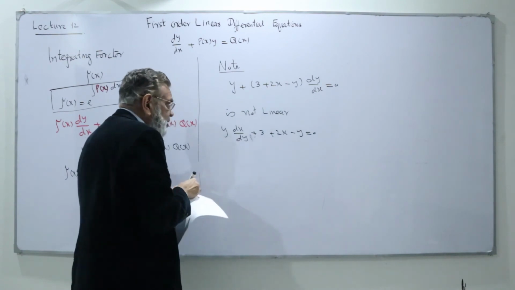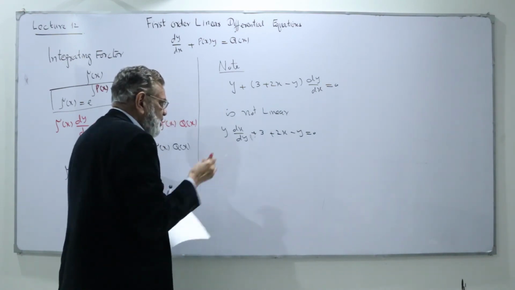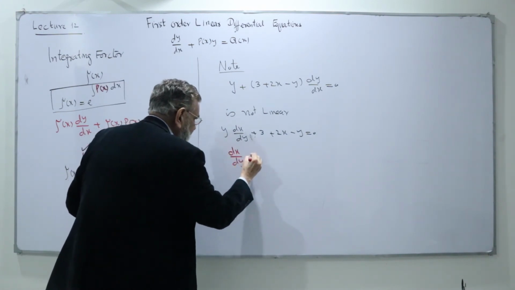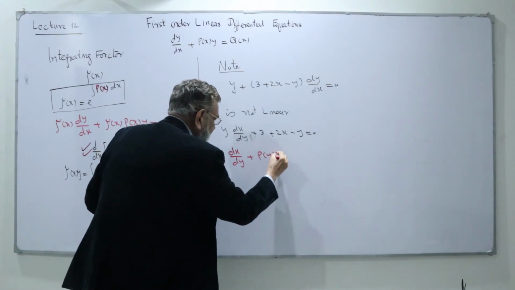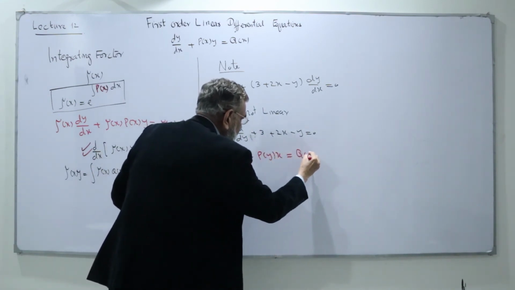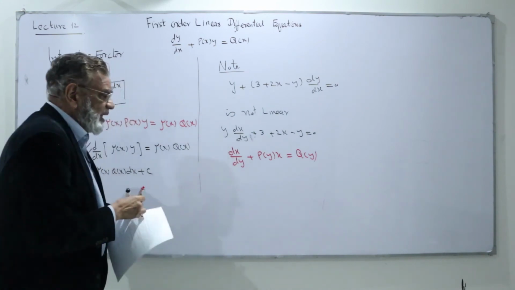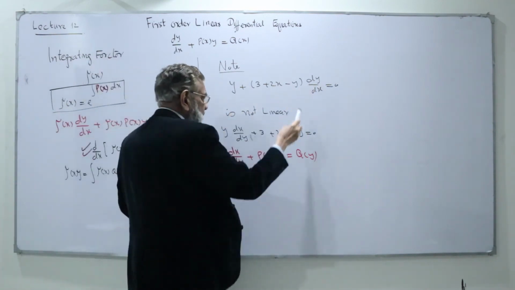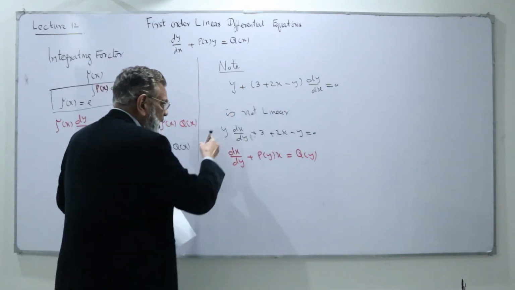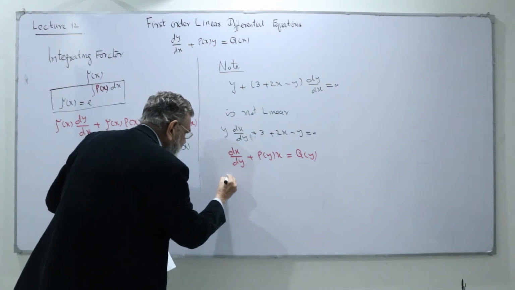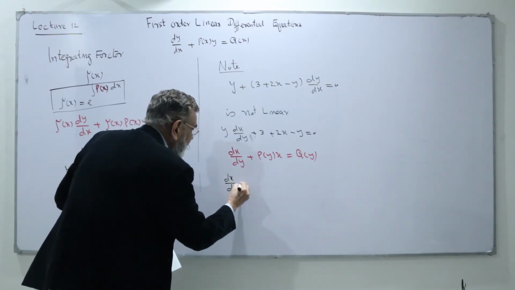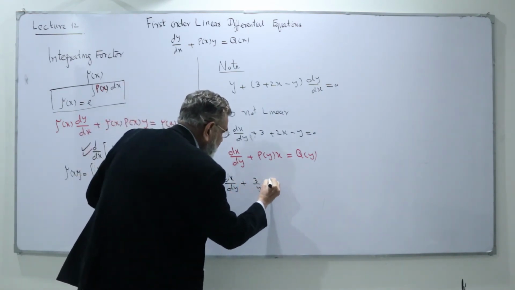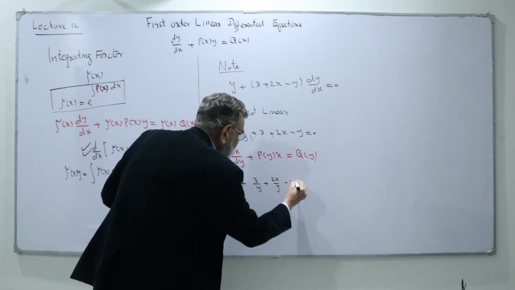Now in principle, I will try to write the equation in this form: dx by dy plus p of y into x is equal to q of y. Now we can see this is linear in x. It was not linear in y because y was repeating, but here it is linear in x. So I divide by y. I get dx by dy plus 3 upon y plus 2x upon y minus 1 equal to 0.